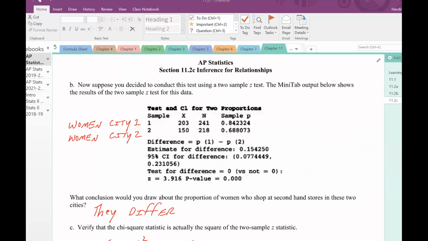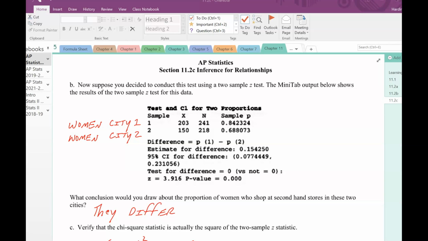Now when you look on the next page, if instead we had decided to do a 2-sample z-test for the difference in the proportions of women that shop at secondhand stores in these 2 cities, you can see the results of this test. You can see in here down at the bottom the z-score is 3.916, and the p-value is again 0. So what conclusion would you draw? We would draw the same conclusion, that they differ. There are different proportions of women who shop at secondhand stores in City 1 than there is in City 2.